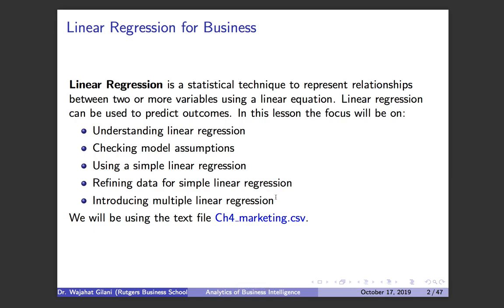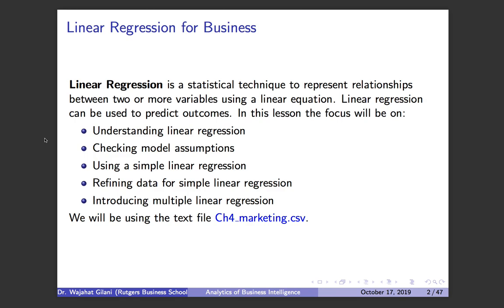So again, what is linear regression? It's obviously a statistical technique to represent relationships between two or more variables using a linear equation. Number one, linear regression, it's in the name. This is a linear statistical technique, right? And obviously we can use linear regression to predict outcomes for models and data that is linear.